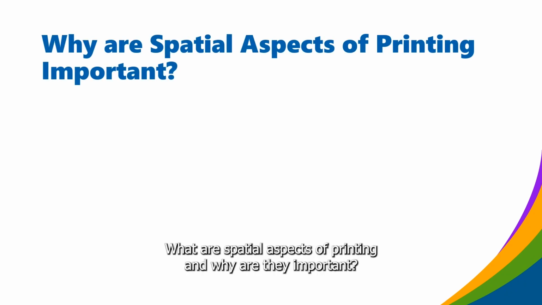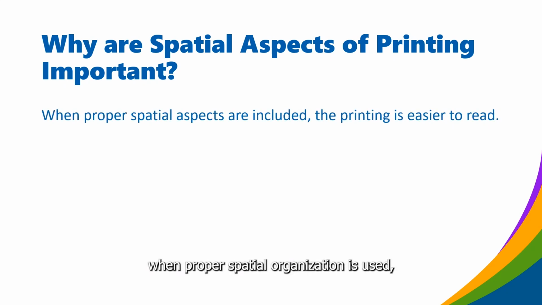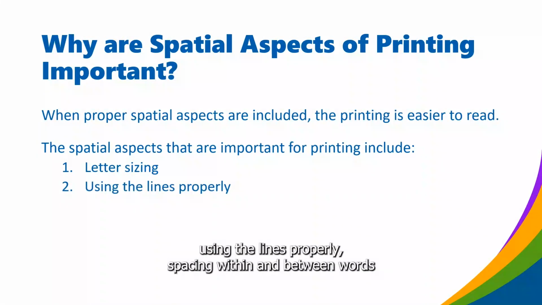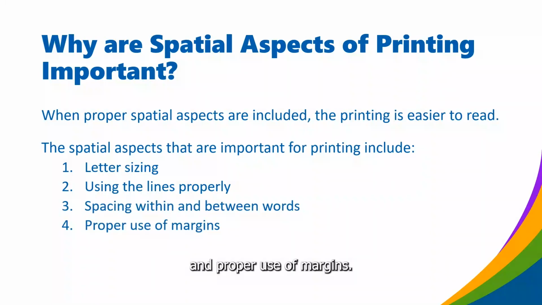What are spatial aspects of printing and why are they important? When proper spatial organization is used, printing is easier to read. The spatial aspects that are important for printing include letter sizing, using the lines properly, spacing within and between words, and proper use of margins.